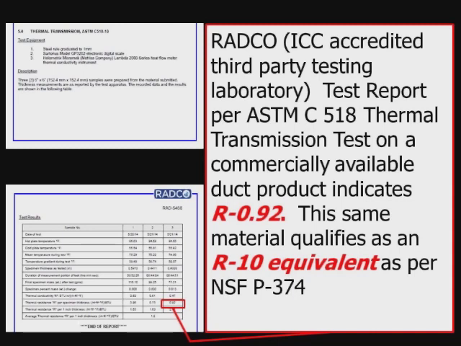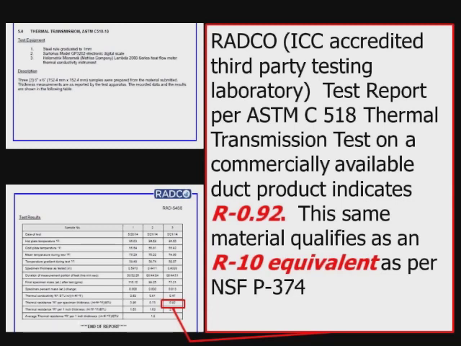Thank you, Jim. And one more question quick. Seeing here on this sheet that C-518 produces an R value of slightly less than 1, while the NSF P374 gives R10, is that a reliable ratio? Is there any way to compare the equivalency test results to the actual C-518 test results?